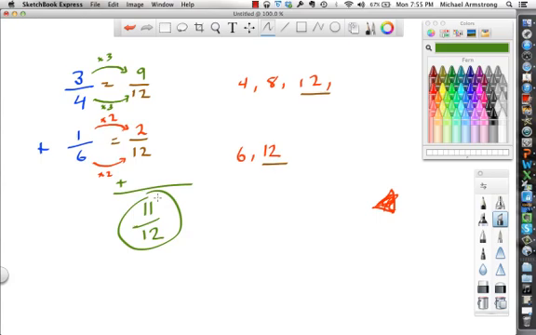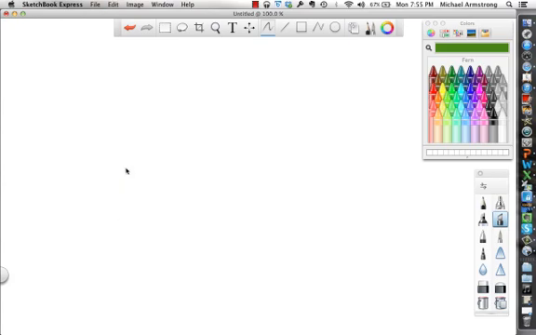Now, let me really quick show you how the book does it. It's basically the same thing. They have 3/4 plus 1/6 again, and they rewrite it just like we did as twelfths, and they rewrite this one as twelfths. But instead of just filling it in, they put a little question mark right here. How many twelfths is it?